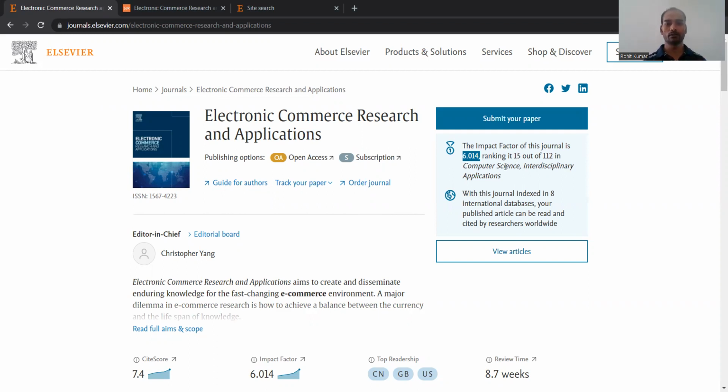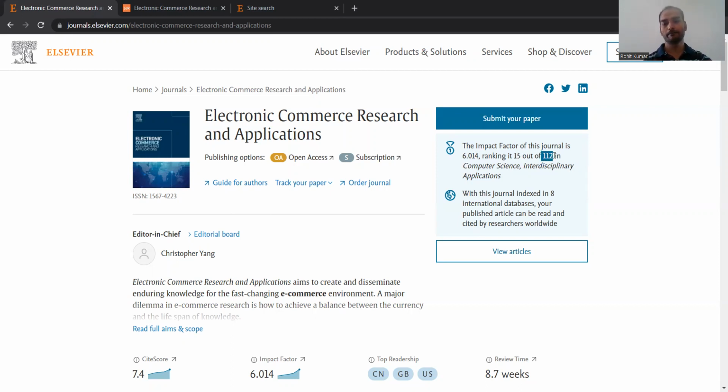Though the name is Electronic Commerce Research, you can see that it is a journal of the computer science category, and obviously it comes in the category of interdisciplinary applications. The impact factor is really good. Additionally, it ranks 15 out of 112 journals.